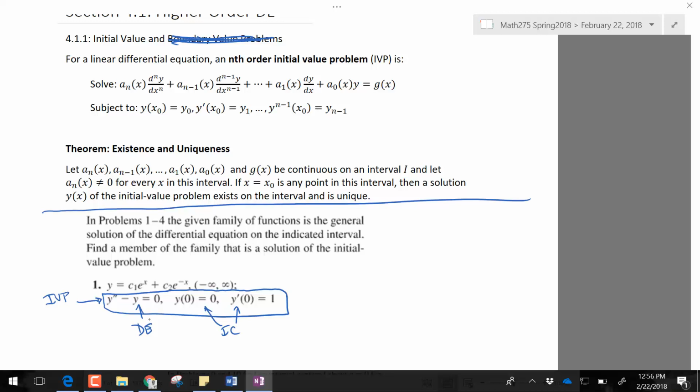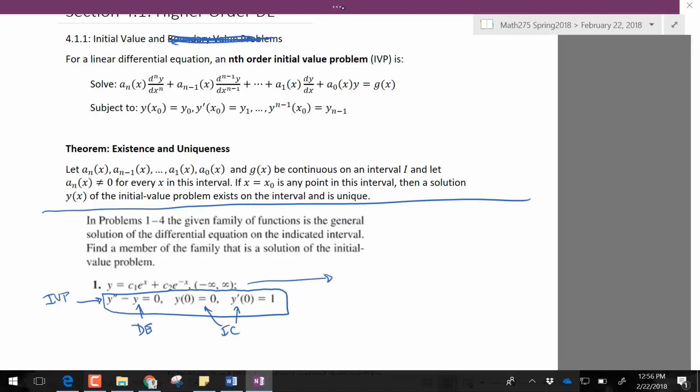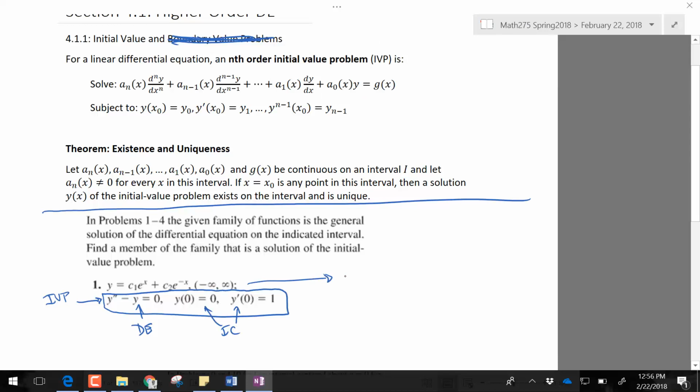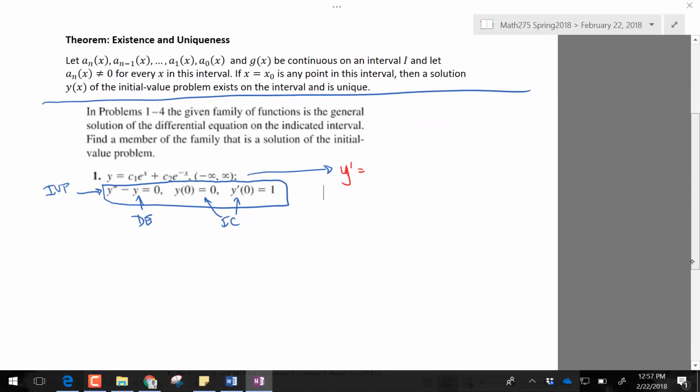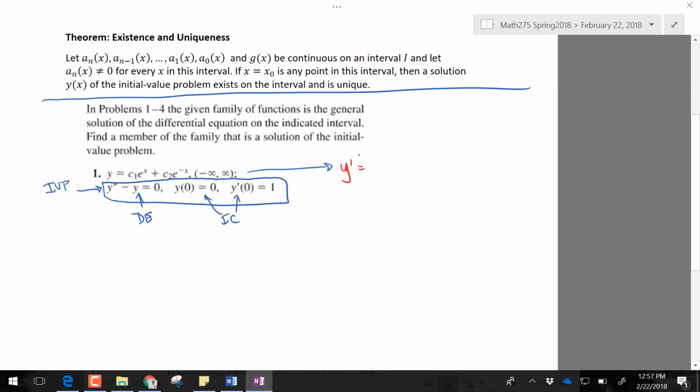All right, so we have a two-parameter family of curves. We should be able to solve for this to get our one unique solution. And it looks like this is going to be for all real numbers. So let's see if we can work this out or find a unique solution. So we have our y. We're going to need the second derivative according to this differential equation. So we're going to use this to solve for the arbitrary constants, because that's what we use the initial conditions for, right? Solve for the arbitrary constants.